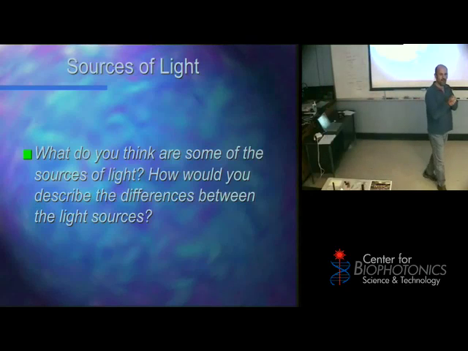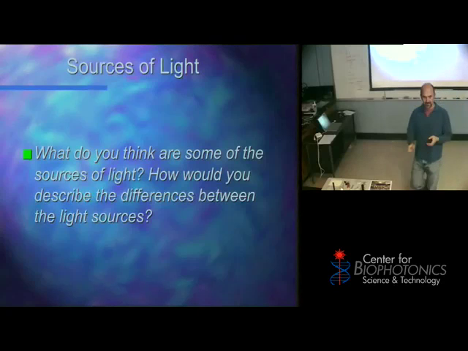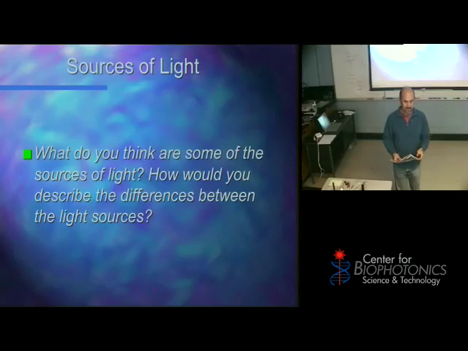Anyone want to offer a thought about one of the light sources? Want to say something about a light source? Pick any one of those on the list. Yes. The light source something that they chemical reactions. Excellent. Chemical reactions. Excellent, Katie. Okay, anything else? Anyone else want to say something? Yes.